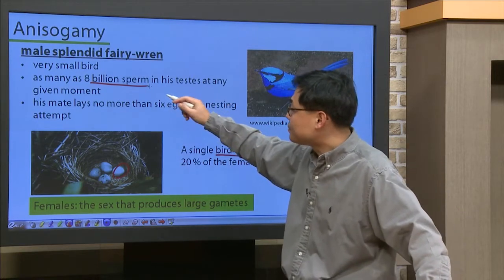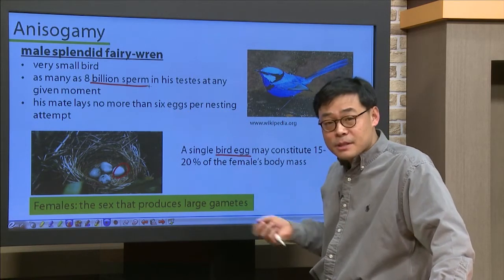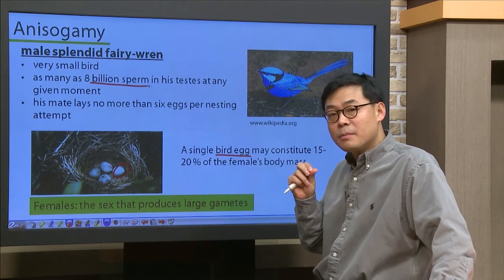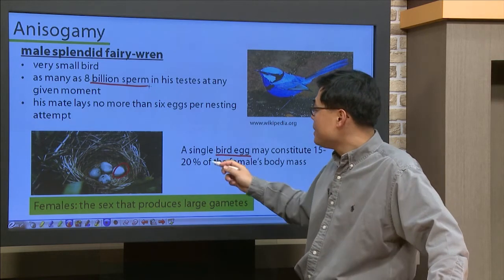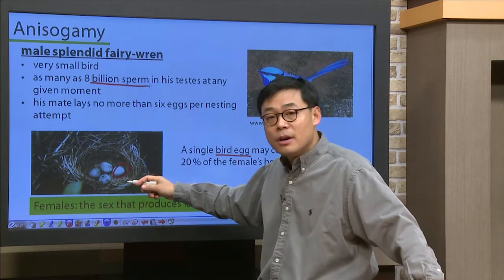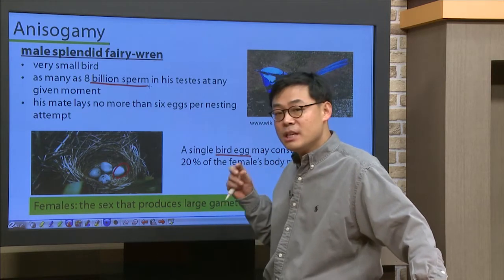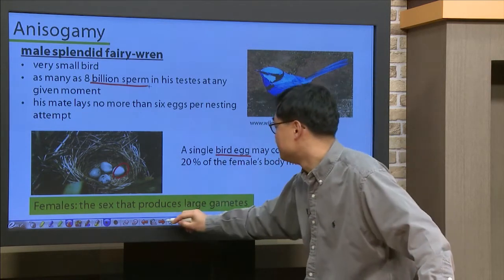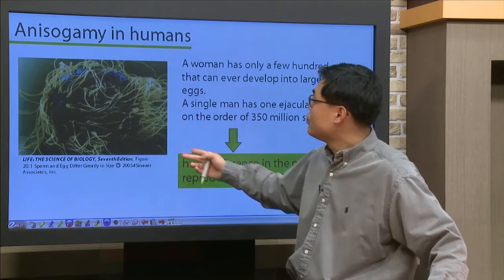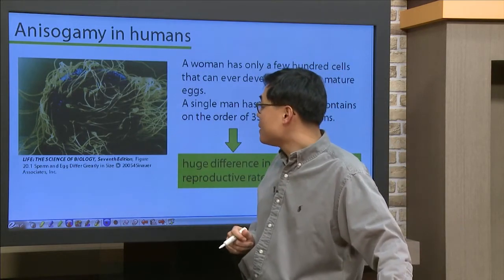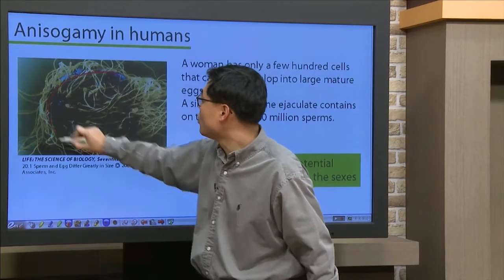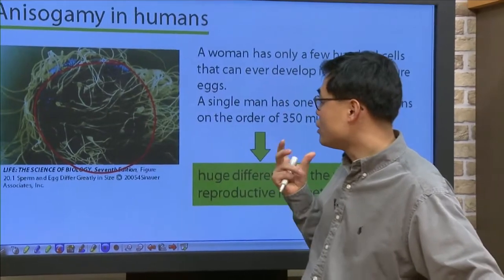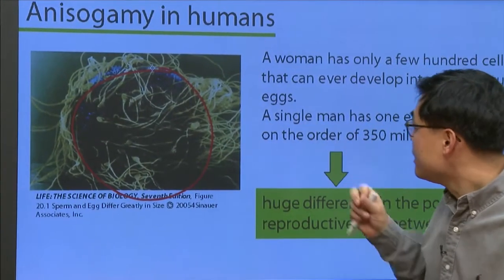to the gamete size between the males and females. Males have a lot of sperm, and the females lay a few eggs, but each one costs a lot. And this is the sperm and eggs. Here's the egg. It's huge, and there are tiny sperm.